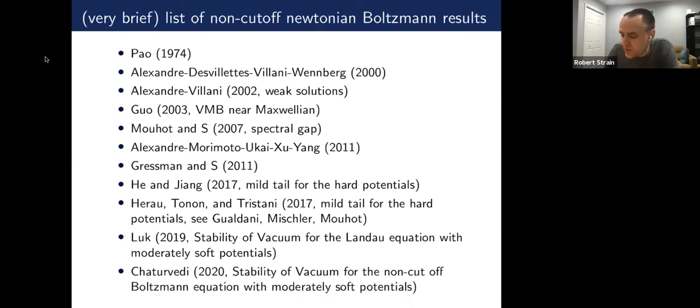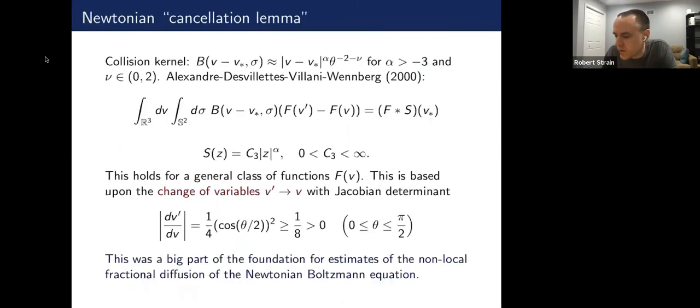And then his PhD student, Sharavendi, last year wrote a paper proving the stability of vacuum for the non-cutoff Boltzmann equation with moderately soft potentials, building on Luk's results. So these two results are near the vacuum state, which is the zero equilibrium. But they're also very interesting and related works. Okay, so that's some of the history, very incomplete, but if it were going to be complete, it would take a lot longer to explain it to you.